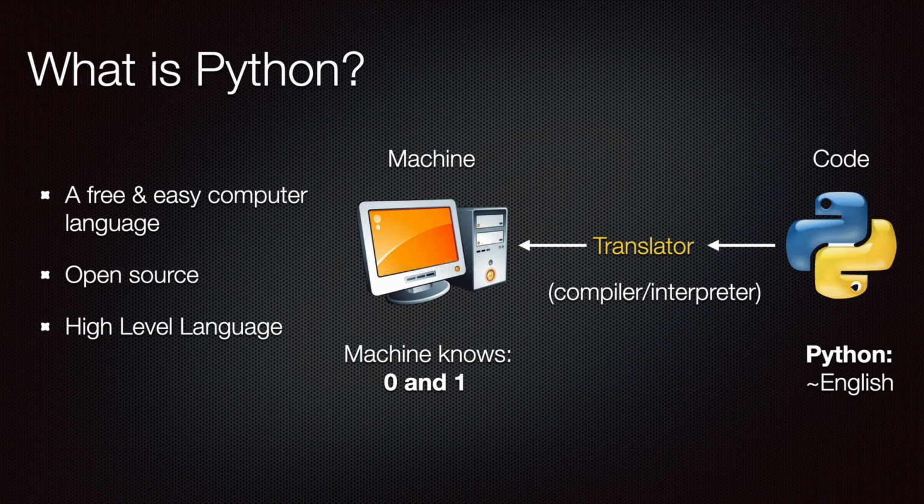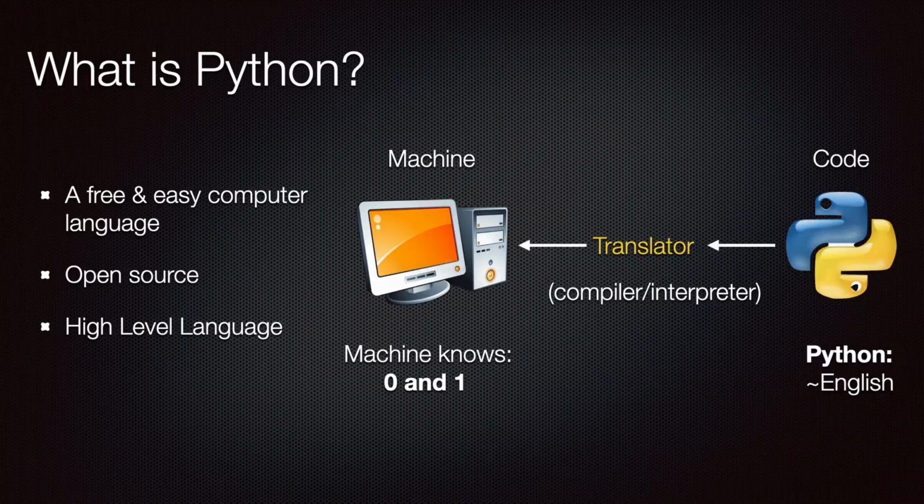So in between we need translators, and these translators are called compilers or interpreters. They translate our commands from our desired language, which in this case is Python, to a series of zeros and ones, and that's basically how the communication happens. So I hope you have some understanding of this now.